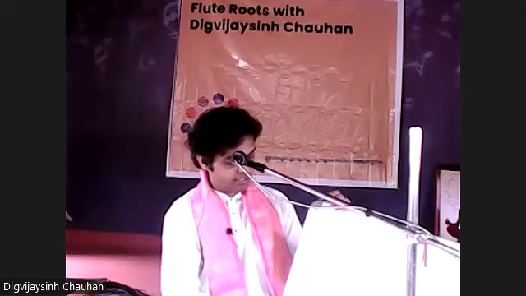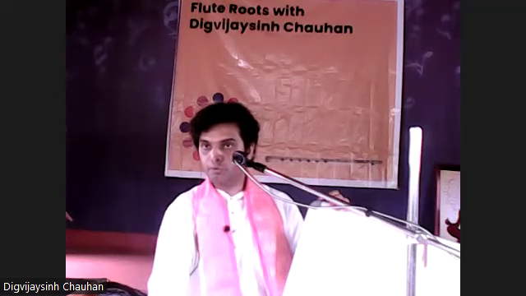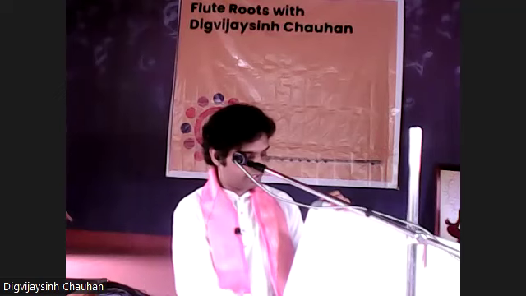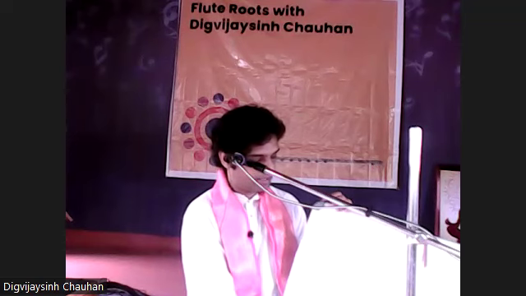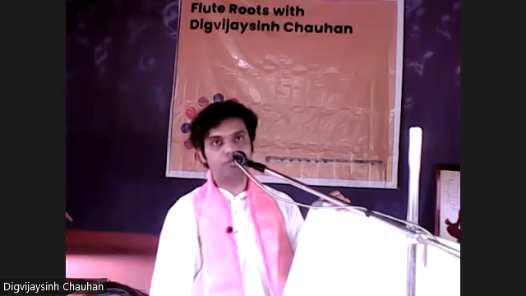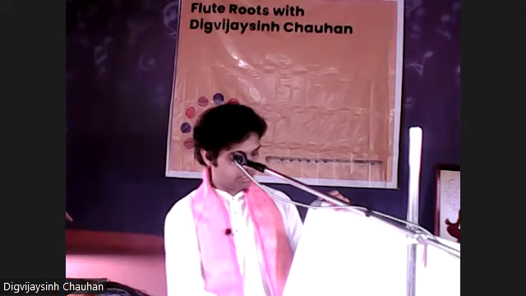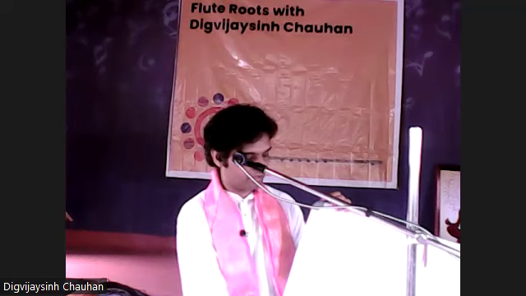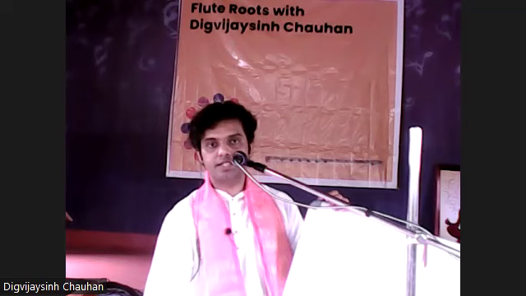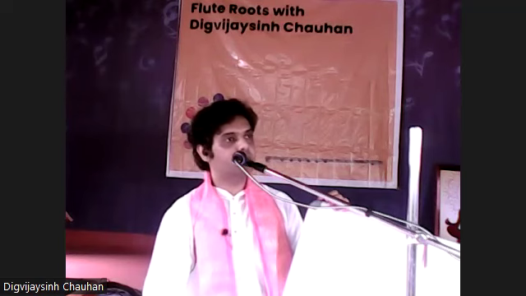For 5 we say Audav, A-U-D-A-V, Audav. Okay, for 6 we say Shadav, S-H-A-D-A-V. Audav for 5, Shadav for 6, and for 7 we say Sampurna, because that is the maximum we can have. Okay, 7 is Sampurna, 5 Audav, 6 Shadav, 7 is Sampurna.